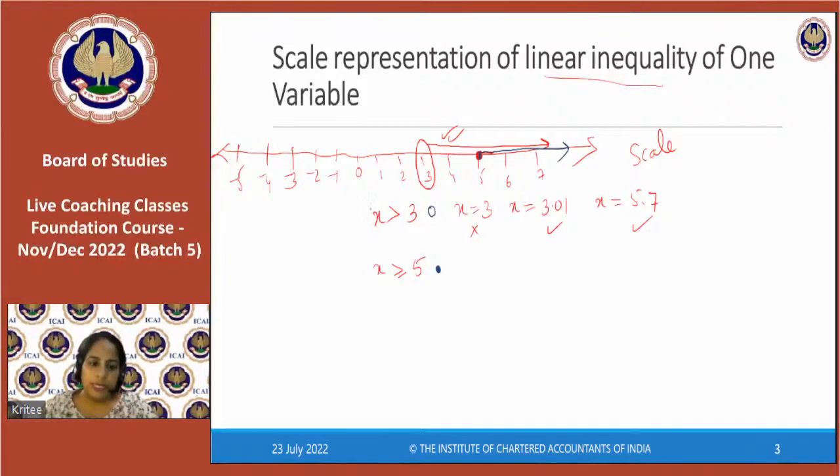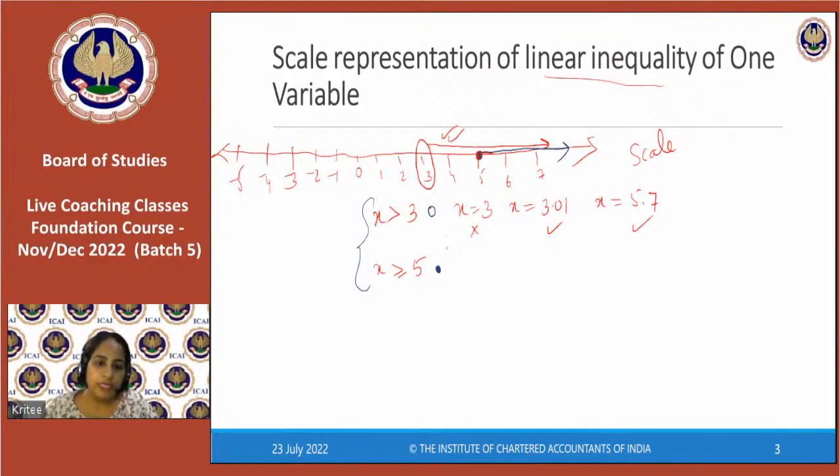Now suppose I have two inequalities, and both of them give me the final answer. One condition says x is greater than 3, the other says x is greater than or equal to 5. Then what is my final answer? The final answer will be the common area between the two.